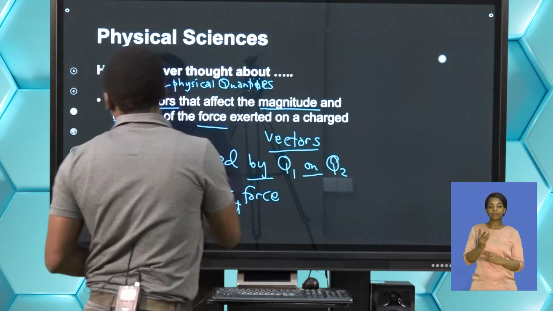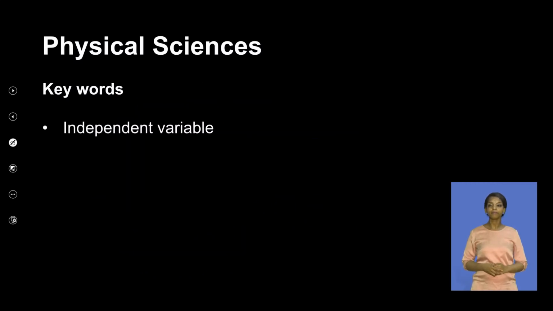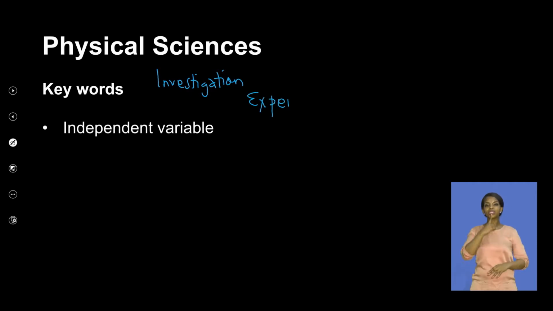Right, okay. Now, the key words, the terminology, is very important. If we talk about a scientific investigation, sometimes we can talk about an experiment, where we want to verify an existing scientific fact. In an investigation, we also want to discover something, based on what we already know. So we talk of variables.